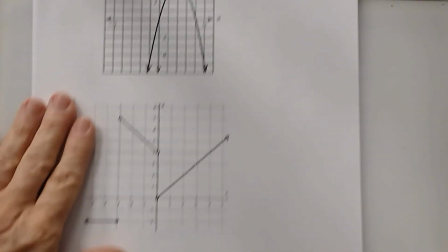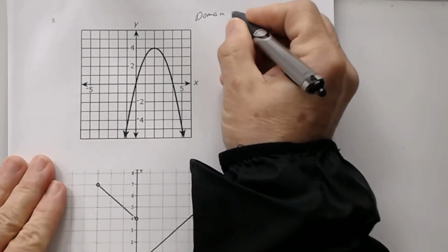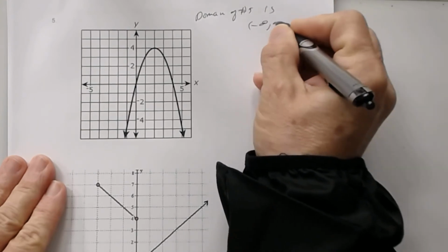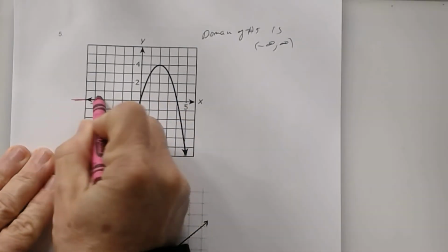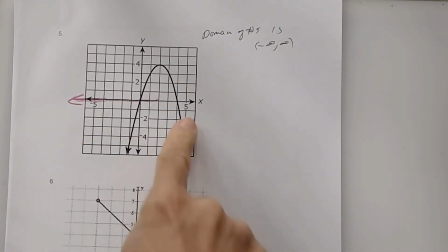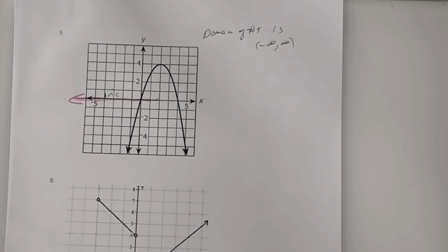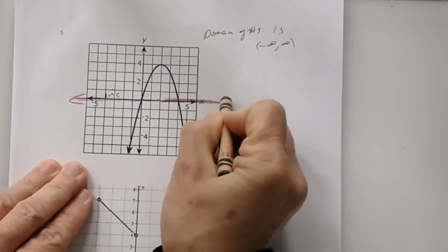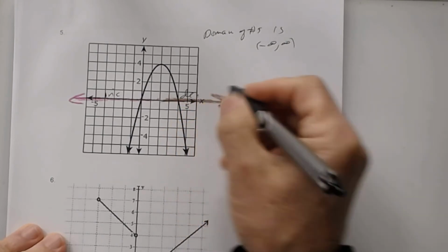All right. Number 5. What's the domain? Negative infinity to infinity. So when I shade in my x-axis, I'm going to have arrows on both ends. So I'm going to go from negative infinity to what? To 2. So from negative infinity to 2, what are my y values doing? Increasing. And then from 2 to infinity, what are your y values doing? Decreasing. Constant? You say nowhere.